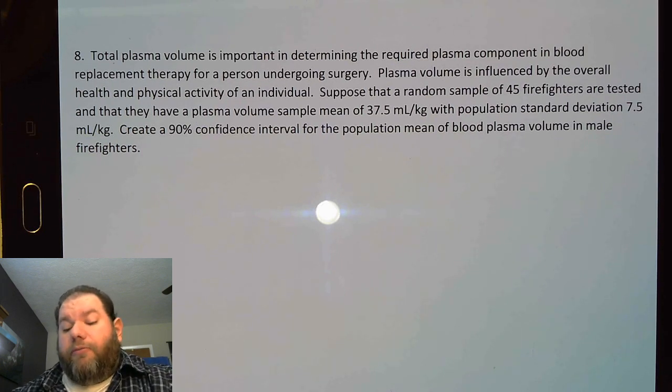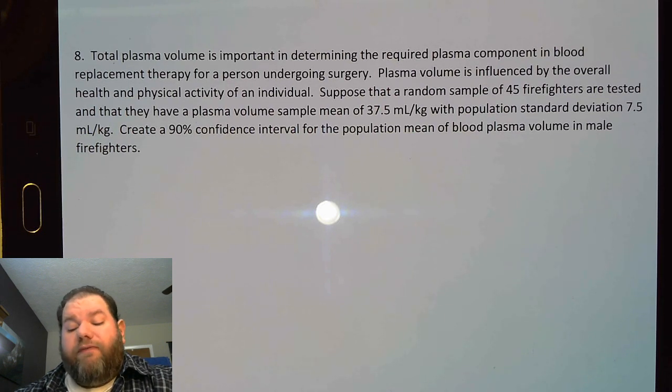Total plasma volume is important in determining the required plasma component in blood replacement therapy for a person undergoing surgery. Plasma volume is influenced by the overall health and physical activity of an individual. Suppose that a random sample of 45 firefighters are tested and that they have a plasma volume sample mean of 37.5 milliliters per kilogram with population standard deviation 7.5 milliliters per kilogram. Create a 90% confidence interval for the population mean of the blood plasma volume in male firefighters.